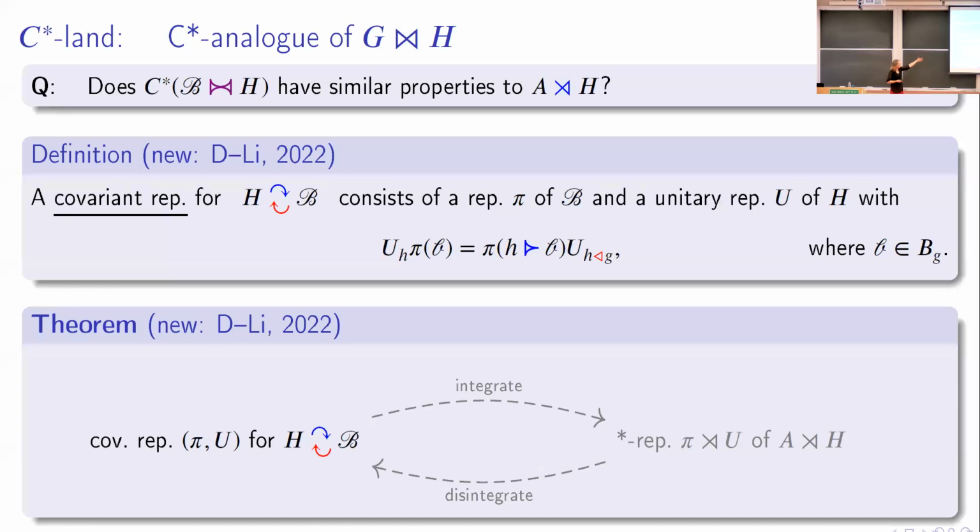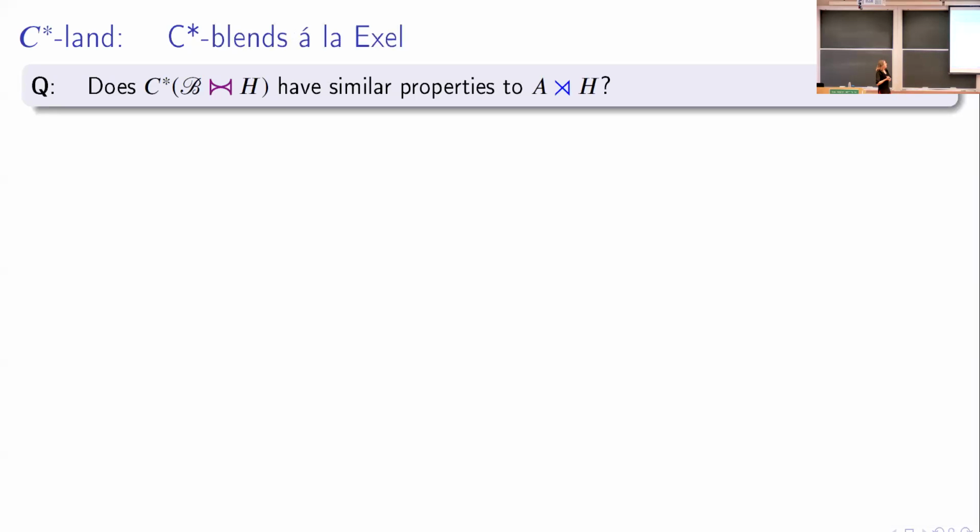And then you might know what's going to come next. Our theorem that we proved is if you take covariant representations in that sense, you can integrate them to representations of the C-star algebra of the Zappa-Zep product. And if you have such representations of your Zappa-Zep product, you can disintegrate them into such covariant representations. Okay, wonderful. So I know a little bit about the representation theory. But the question keeps going. Do I have other properties that are similar?